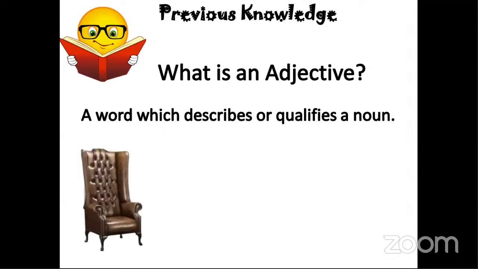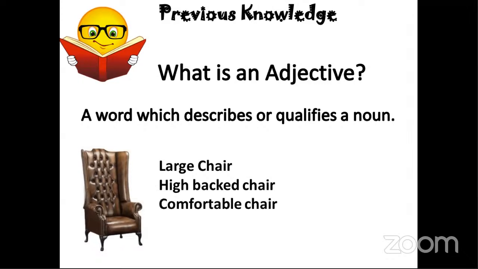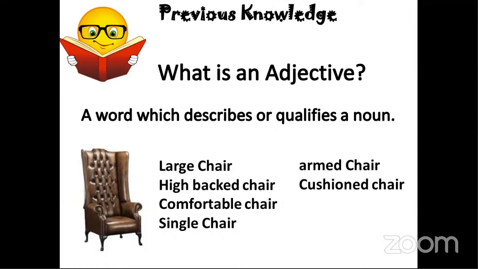Now, here is a picture of a chair. Now, if I ask you to go on describing the chair, what are some of the words which you will use for describing this chair? So, you may say a large chair, high-backed chair, comfortable chair, single chair, armed chair, cushioned chair, expensive chair, royal chair.